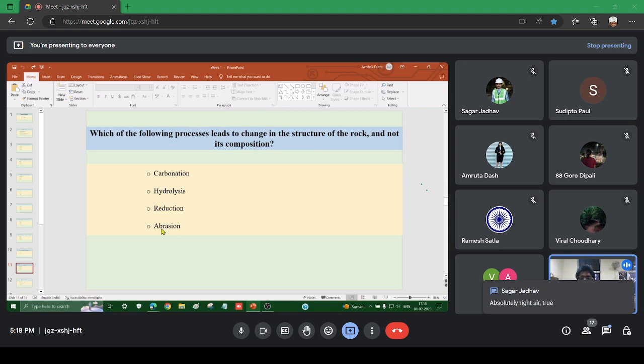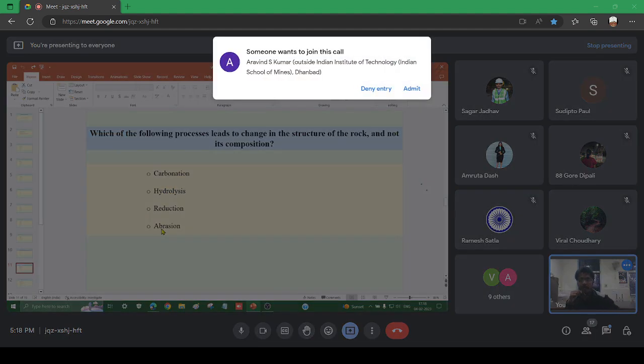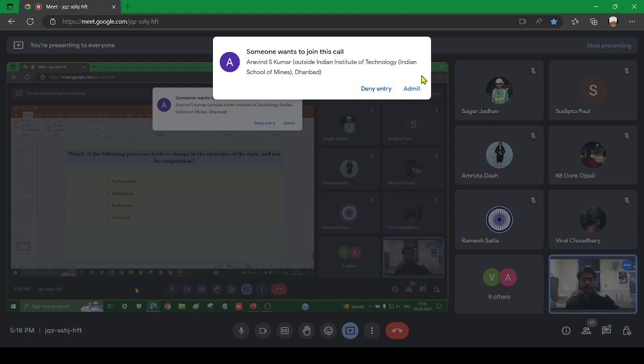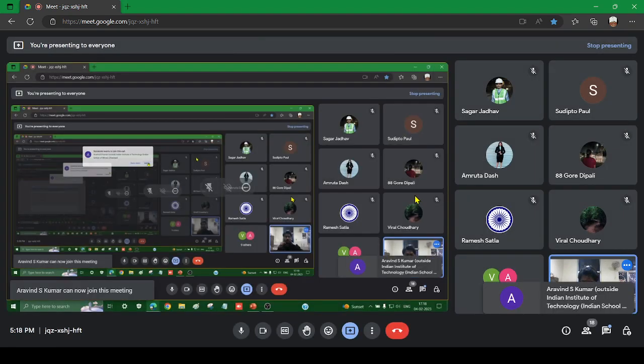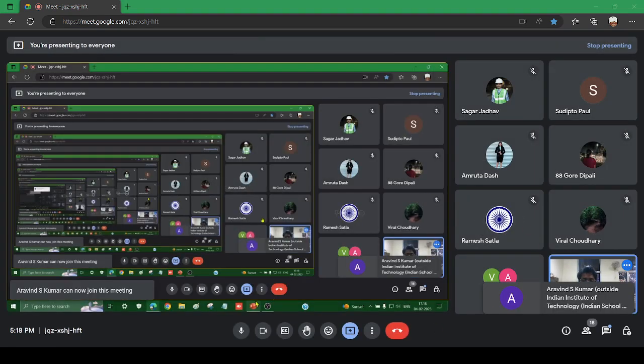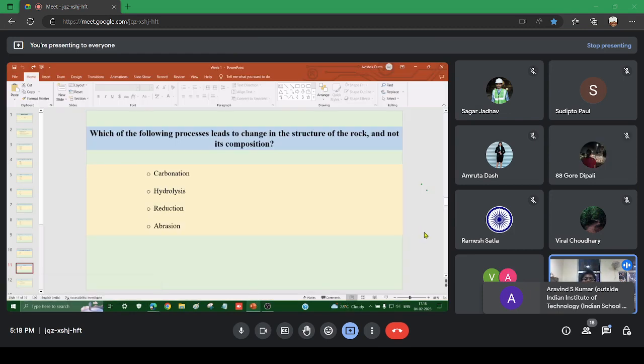Which of the following processes leads to change in the structure of the rock and not its composition? I'll repeat the question. Which of the following processes leads to change in the structure of the rock and not its composition? The options are carbonation, hydrolysis, reduction and abrasion.